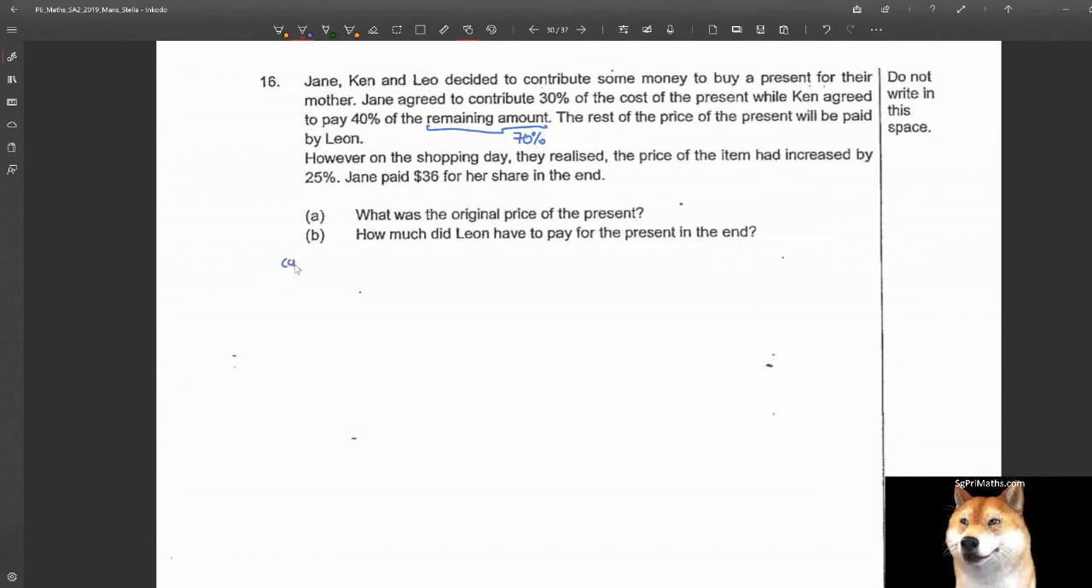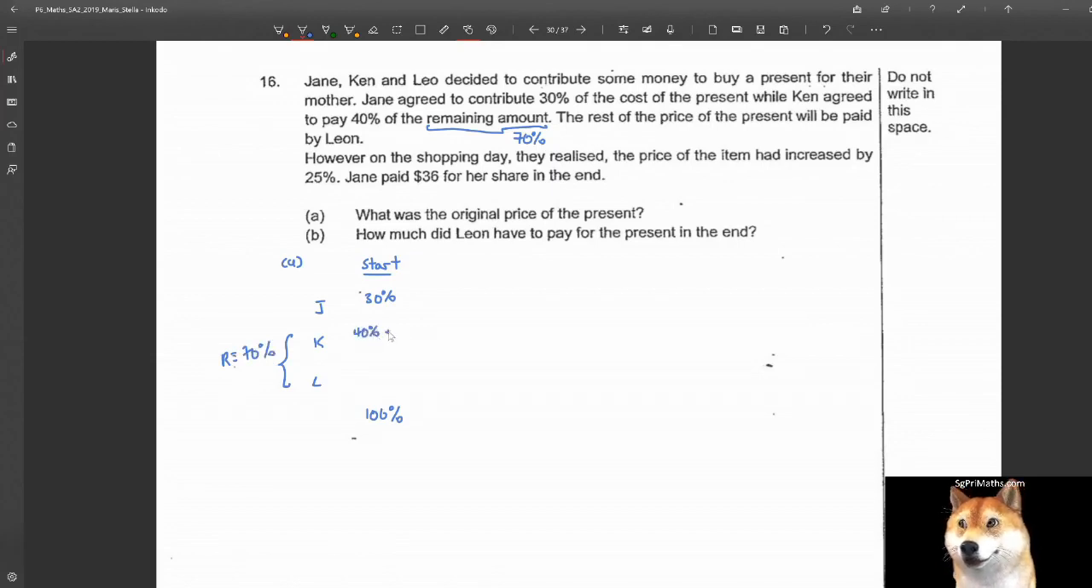Okay, we can draw a table. Jane, Ken, Leo. So the original price, JKL, total is 100%. Jane is 30%, and Ken is 40% of the remaining. So the remaining is 70%. So 40% of 70%, we can calculate that out.